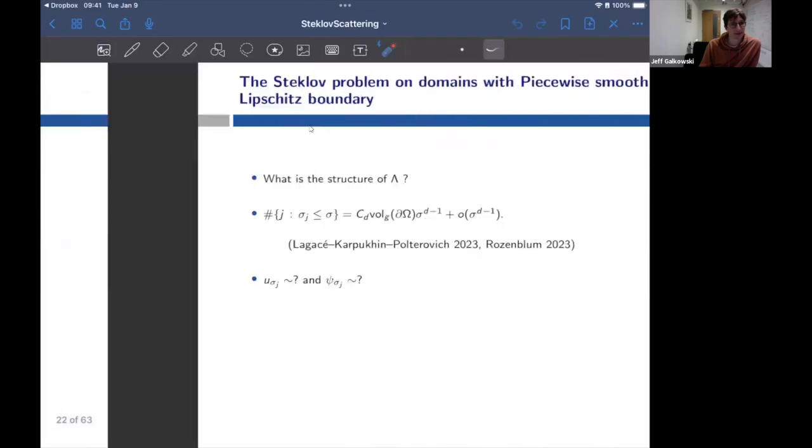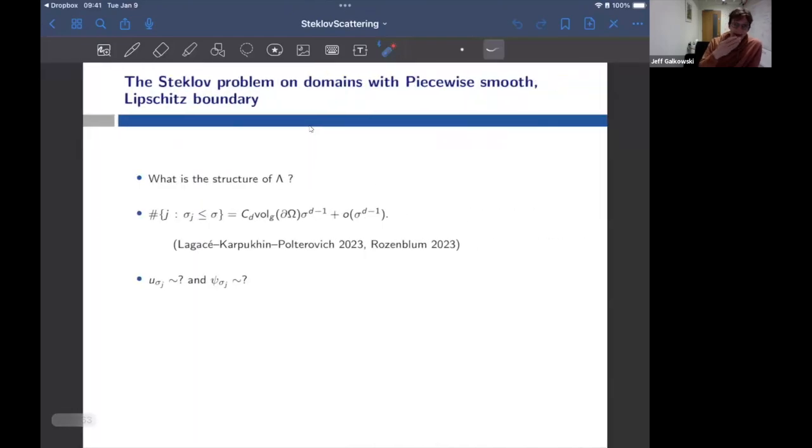So when can you say something better? And sorry, the eigenvalues and eigenfunctions, again, we don't know. So we would like to sort of fill in this slide, right? That's sort of the goal, a big goal you could have in the world of Steklov problems on rough domains. We do know some things.